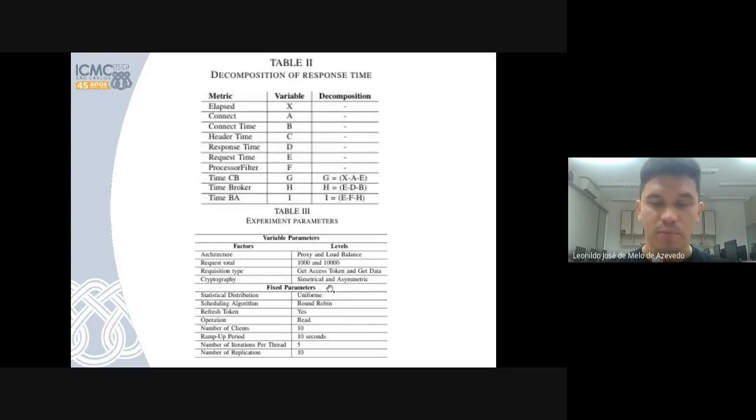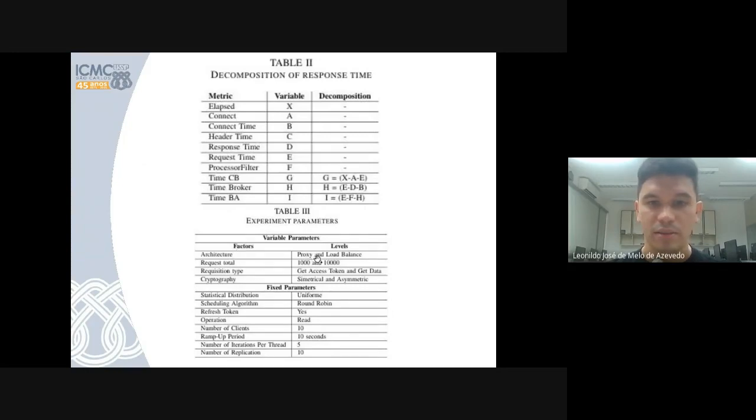And okay, the second table on this page shows the experiment parameters. In this case, we have factors and levels. So we did a complete factorial experiment where the factors are architecture, request total, and requisition type.